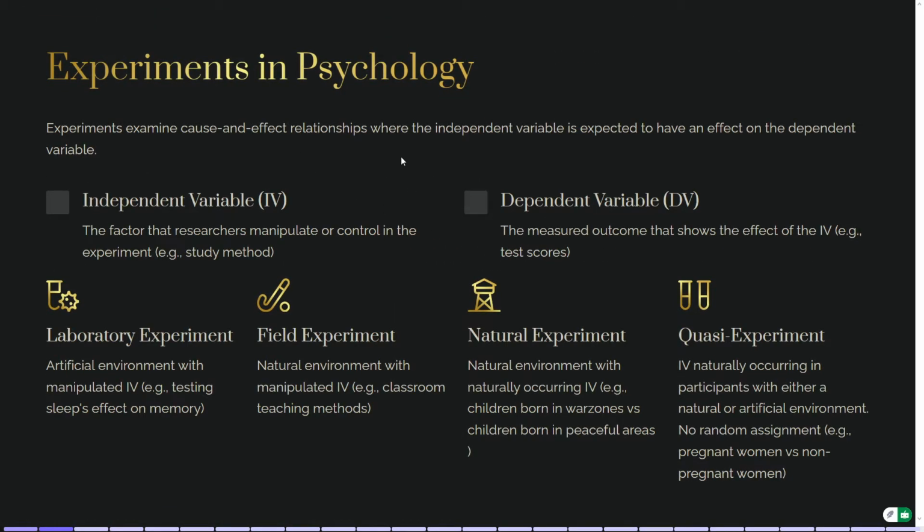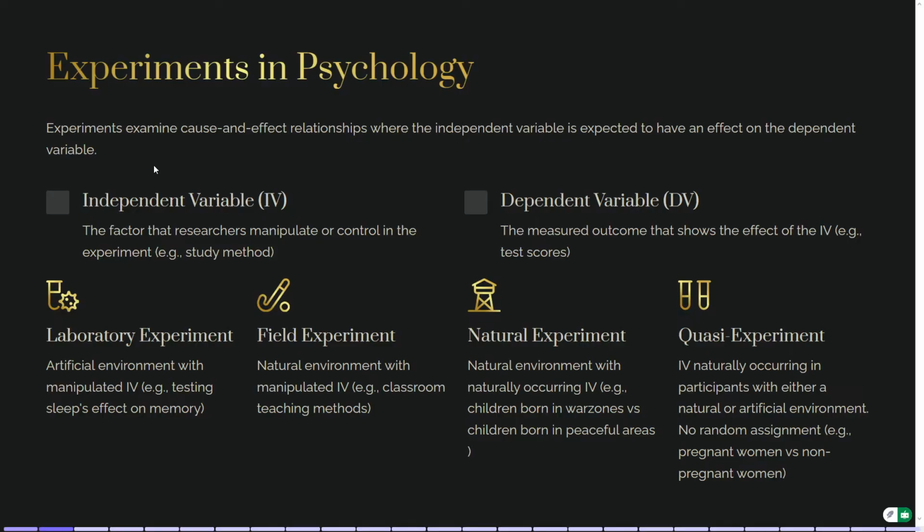Okay, we have about 6 different types of research method, including experiment, number one, case study, correlation, observation, self-report, and longitudinal study. All right, so starting with the experiment. Experiments examine cause and effect relationships where the independent variable is expected to have an effect on the dependent variable, right? Okay, something is expected to cause an effect on another thing.